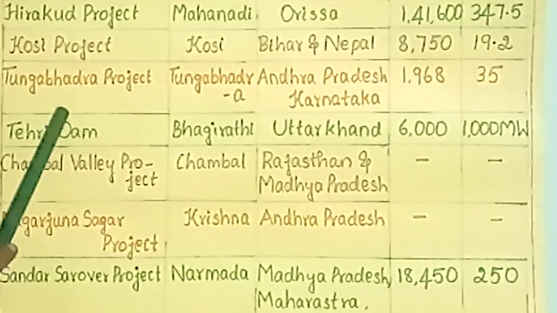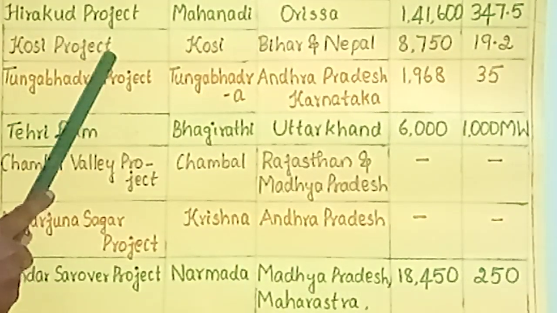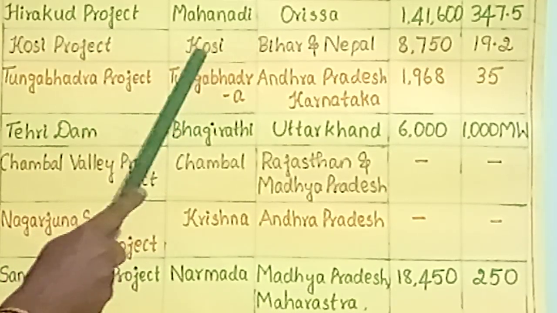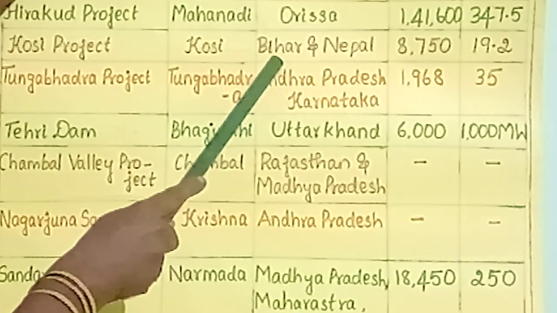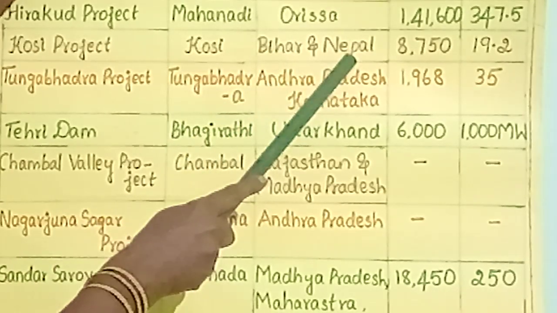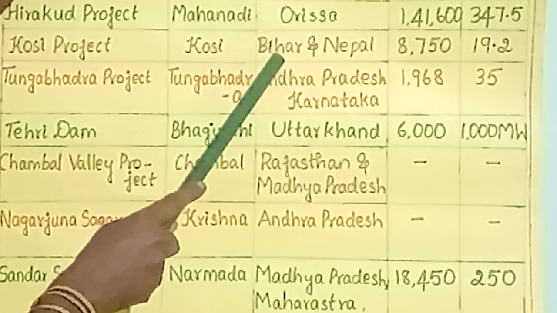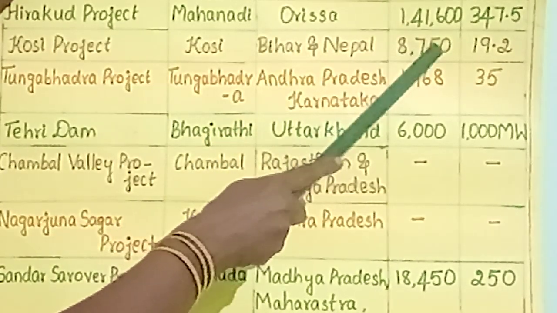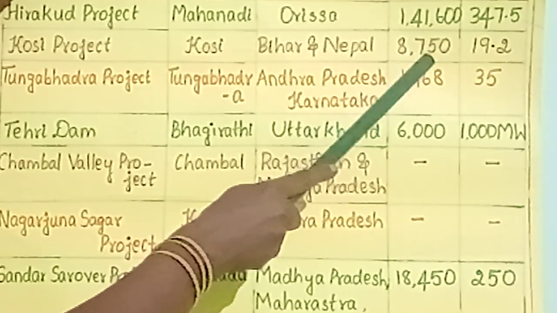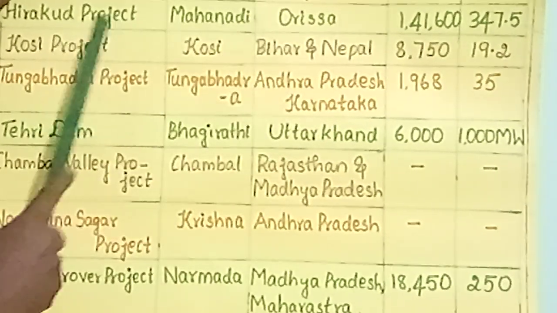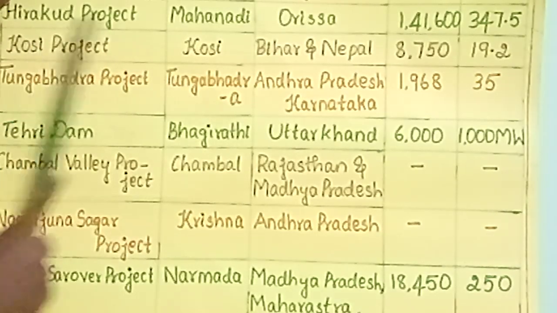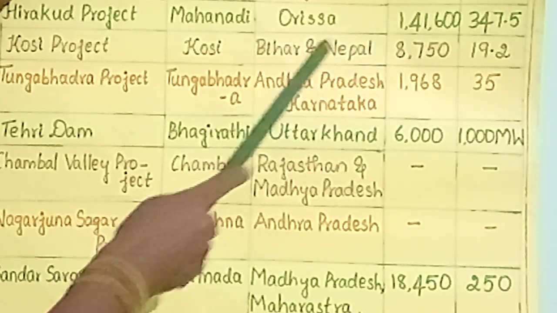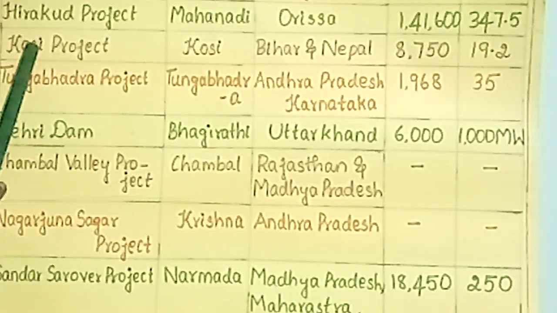Then the next one is the Kosi project. It is a dam constructed across the river Kosi. The benefited states are Bihar and Nepal. 8,750 square kilometers of area are irrigated through this particular dam's water, and also 19.2 megawatt electricity is produced through it.